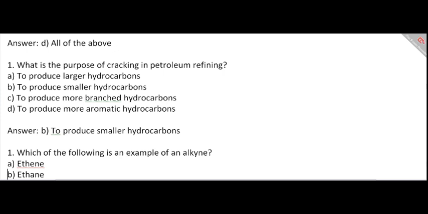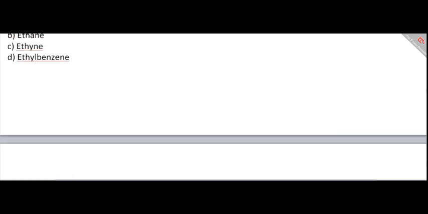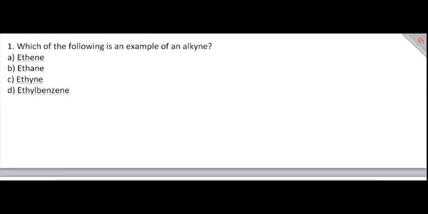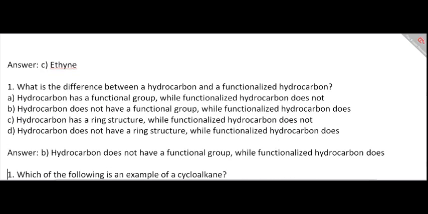A hydrocarbon does not have a functional group while functionalized, obviously as the name suggests, contains a functional group onto it. Which of the following is an example of the cycloalkanes? Cyclohexane, cyclopentane, cycloheptane, D, all of them are the correct answers. What is the formula for cycloalkanes? So CnH2n is the correct answer.